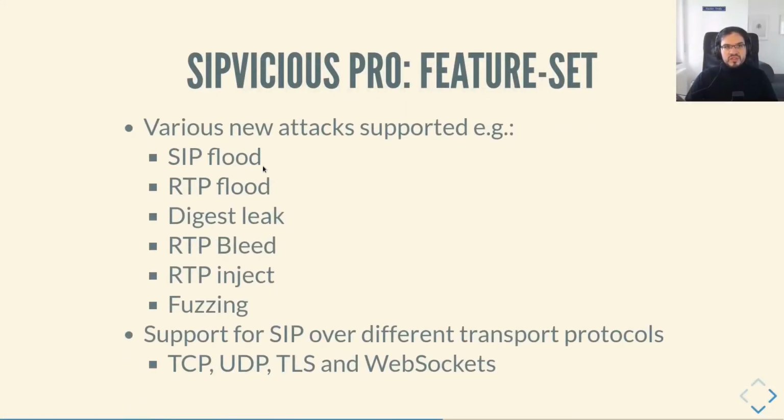So in terms of features, we can do a lot more. We have a lot more tools in SIPVicious PRO. We also support a number of denial of service tests, some unique attacks such as RTP bleed, RTP inject and digest leak, and also fuzzing, which is a whole world on its own. And of course, we support various different protocols for SIP, not just UDP, but also TCP, TLS, and secure WebSockets.